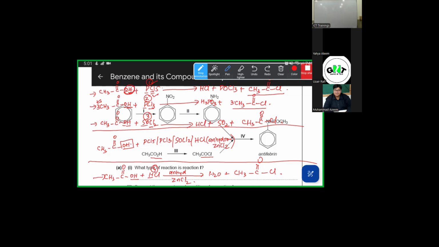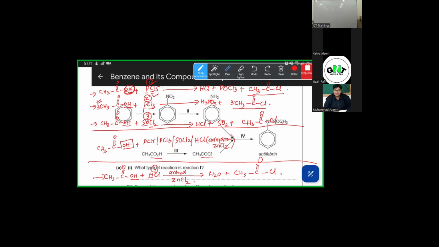If you want to replace the OH with Cl, and that OH is either in a carboxylic acid or an alcohol, you could use these four reagents: PCl5, PCl3, SOCl2, and HCl in the presence of anhydrous zinc chloride as a catalyst. So can I move to the next one?